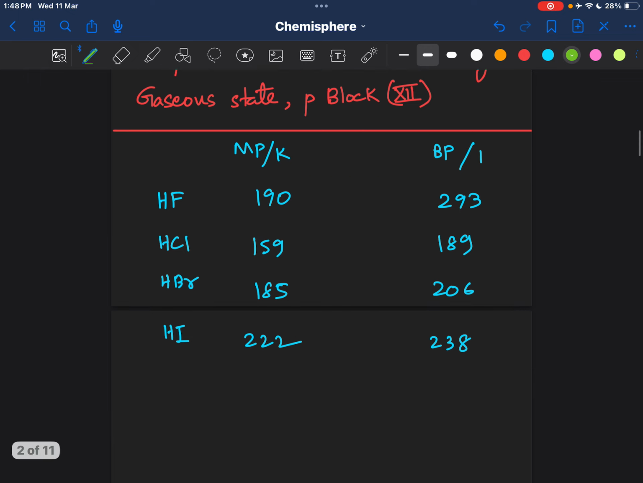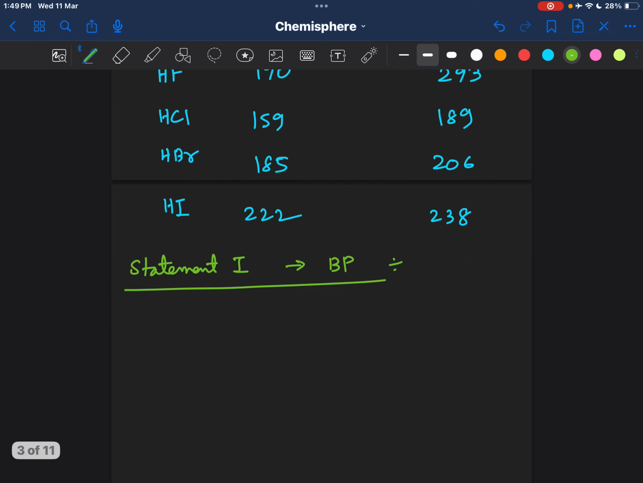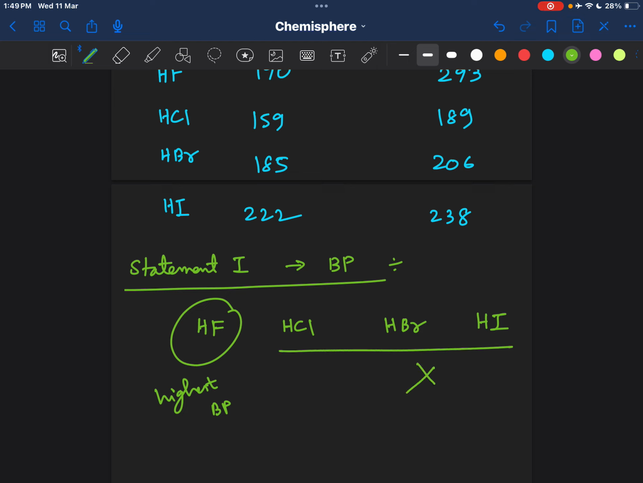Okay, so first I want to talk about statement 1, which focuses on the boiling points. So the boiling point is the temperature at which a liquid converts into a gas. So it basically tells us the intermolecular strength in the liquid state. Okay, so if we look at all the halides, HF, HCl, HBr, HI, it is quite understood that this guy has the highest boiling point. There is no doubt about it, because this guy can show hydrogen bonding, these guys cannot.